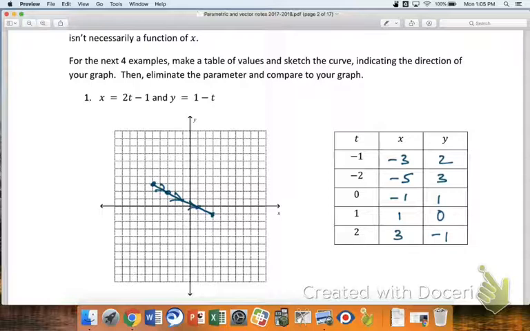Who knew you were going to come to calculus and make a table? Anyways.